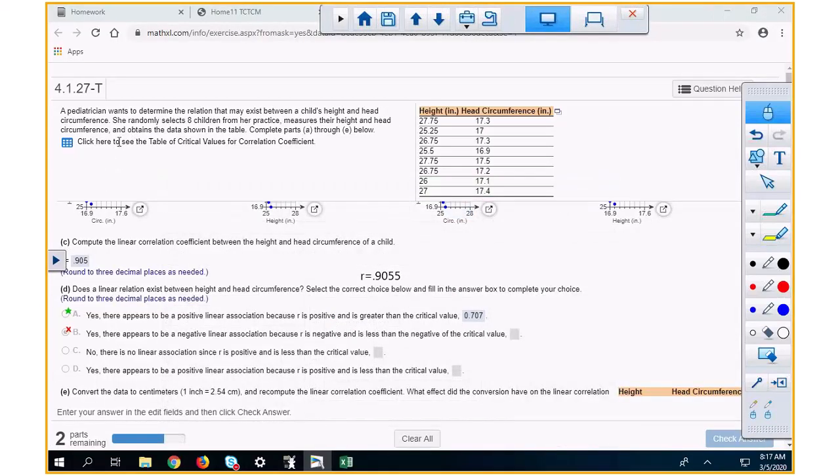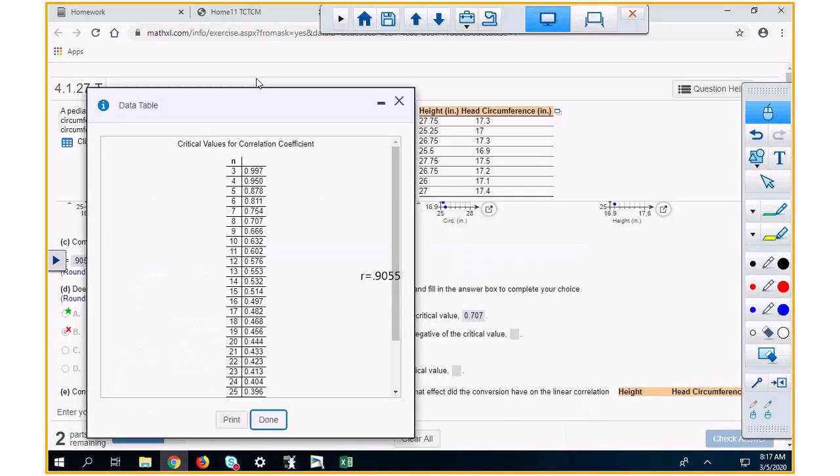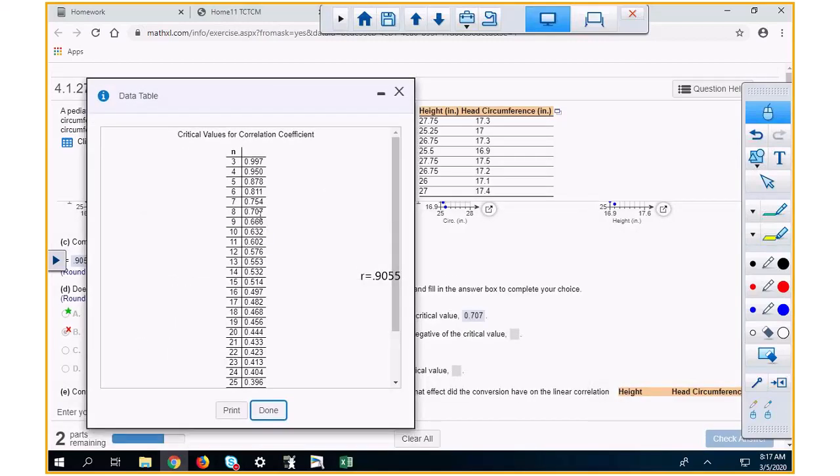Right here, they give you this critical value deal. How many we got? 1, 2, 3, 4, 5, 6, 7, 8. So look up n is equal to 8. And the critical value for 8 is what? 0.707. So the critical value is lower than the actual R coefficient. That's all they want you to know. And that's for later on, chapter 7 and 8. But I don't know why they're doing it in here. I guess just getting you warmed up.